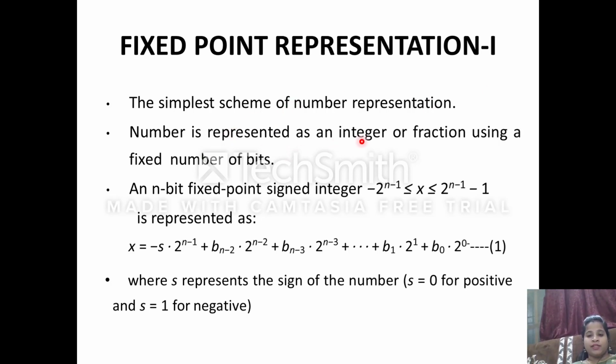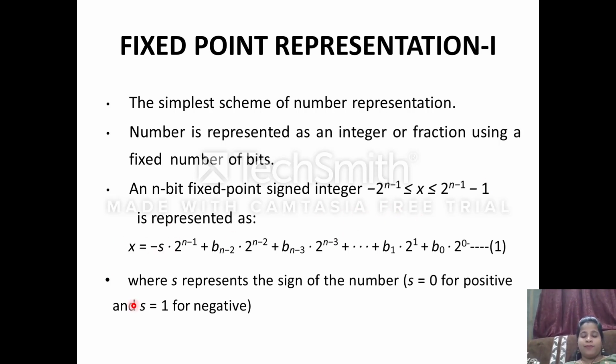So the number is represented as an integer or fraction using a fixed number of bits. The n-bit fixed point signed integer range is given as minus 2 power of n minus 1 to plus 2 power of n minus 1. It's the range of your n-bit fixed point signed integer.